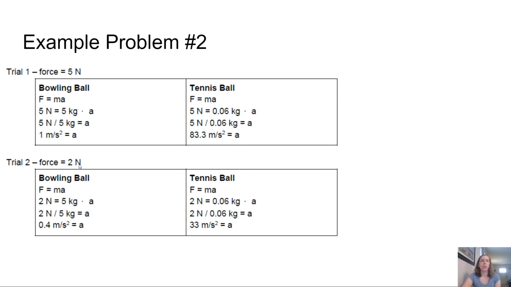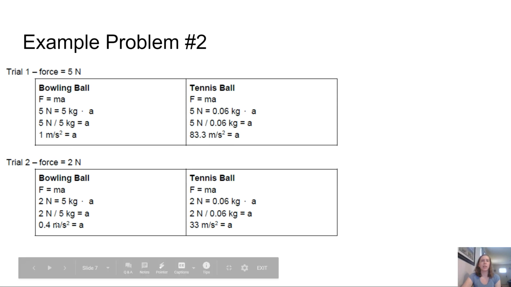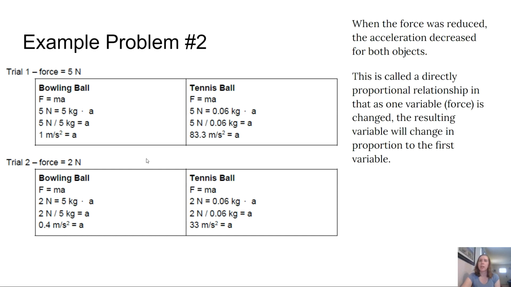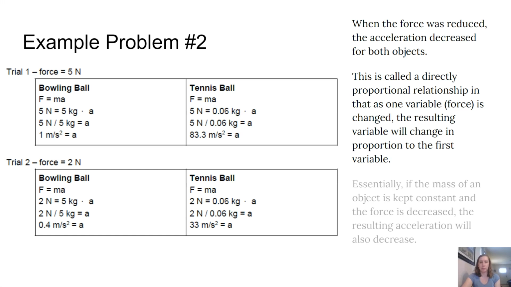And then when we decrease the force, we can see that we actually decrease acceleration as well. We've kept mass the same. So force and acceleration are directly proportional, as long as mass is constant. When the force was reduced, the acceleration decreased for both objects. This is called a directly proportional relationship: as one variable, force, is changed, the resulting variable will change in proportion to the first variable.